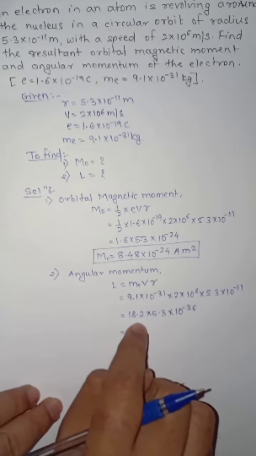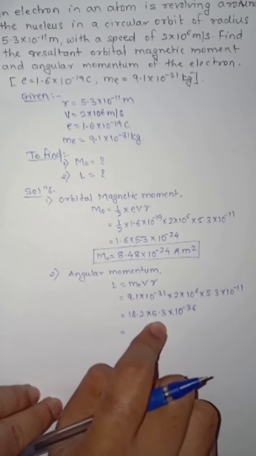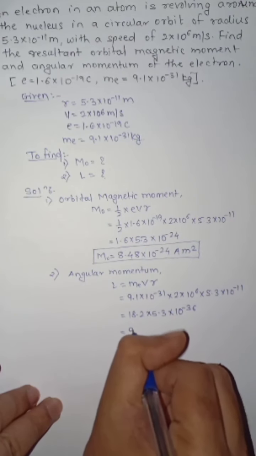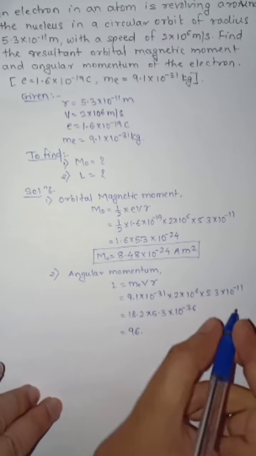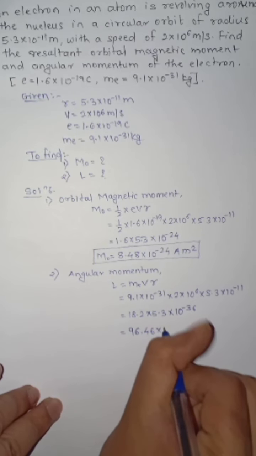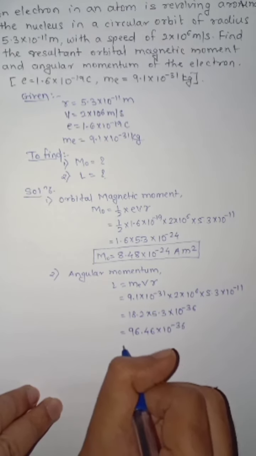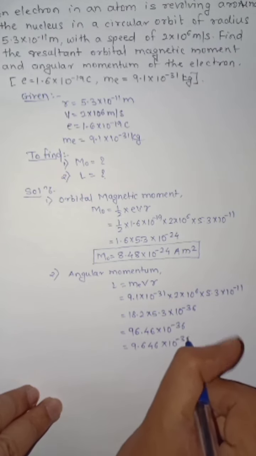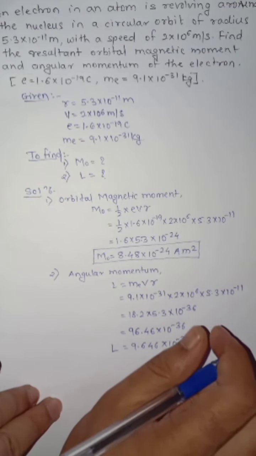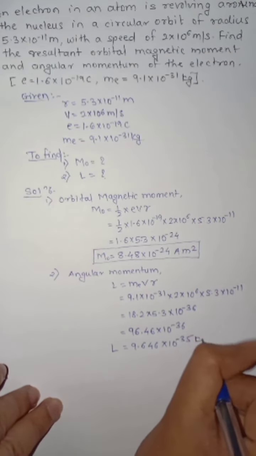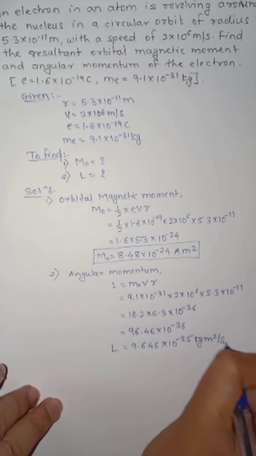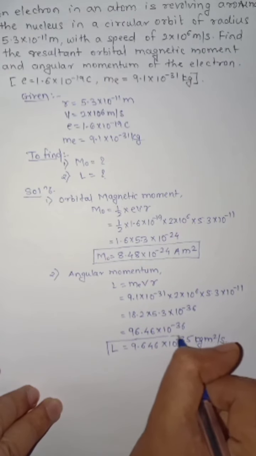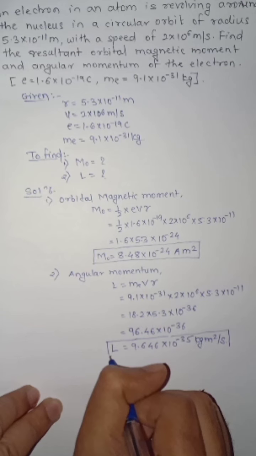Okay, now if you simply multiply this number with 5.3, we get here 96.46 into 10 raised to minus 36, and thus finally we get 9.646 into 10 raised to minus 35, and this is our angular momentum. SI unit of angular momentum is kg meter square per second. Okay, so here our question is over. So now we will see next question.